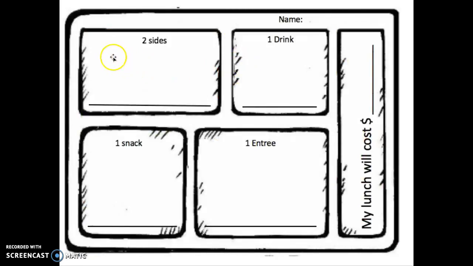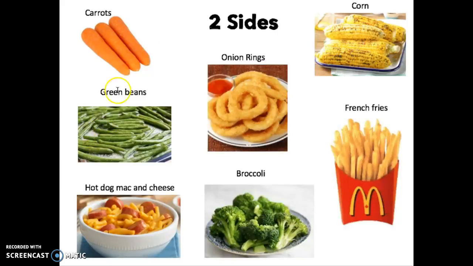With your pencil and crayons, I want you to draw two sides on this part of your tray, and then you're going to spell the words down here telling us what you drew. Pause on this slide so you know how to copy and spell the words correctly.